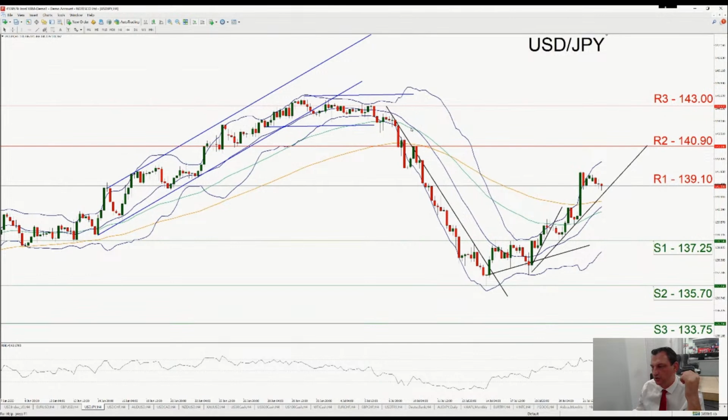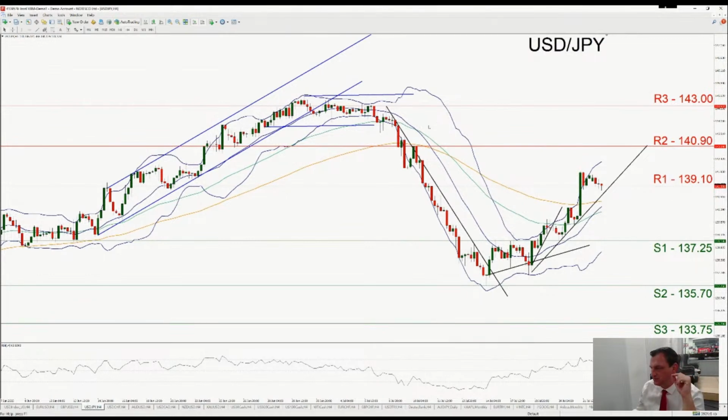For a bearish outlook, I would require the price action to drop, break the 139.10, break the downward trend line, and aim for the 137.25 support line. In my opinion, for the time being, I would be switching the R1 into a support line. I wouldn't expect, as long as we have a bullish outlook, for the price action to clearly break it.